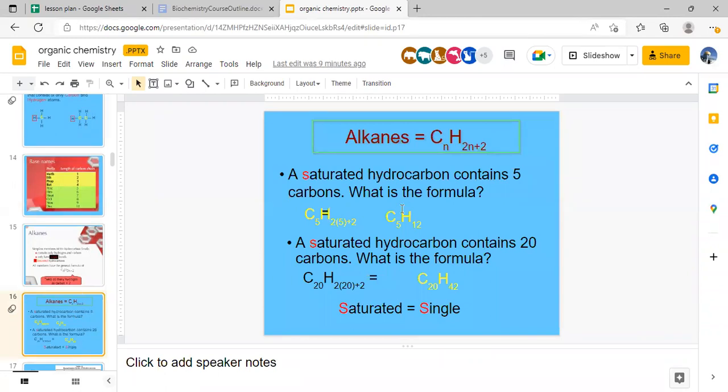So for example, your compound is a saturated hydrocarbon that contains 5 carbons. What is the formula? So these are the type of questions that may be asked in the exam. So just plug in the 5 carbons, so C5, and then you have twice the number of hydrogens plus 2. So that's 2 times 5, 10 plus 2. So that's C5H12. So it makes sense, di ba?